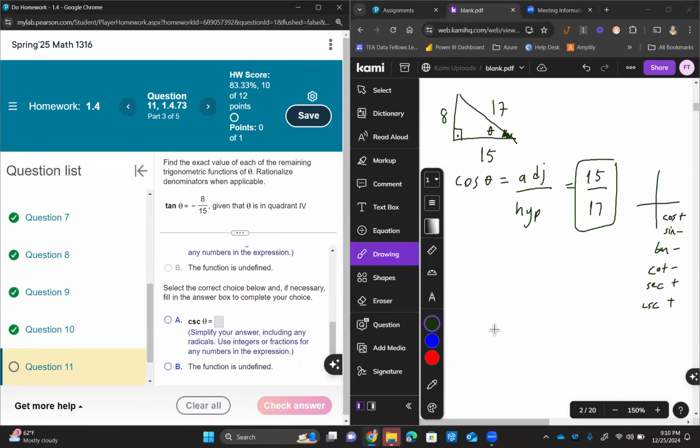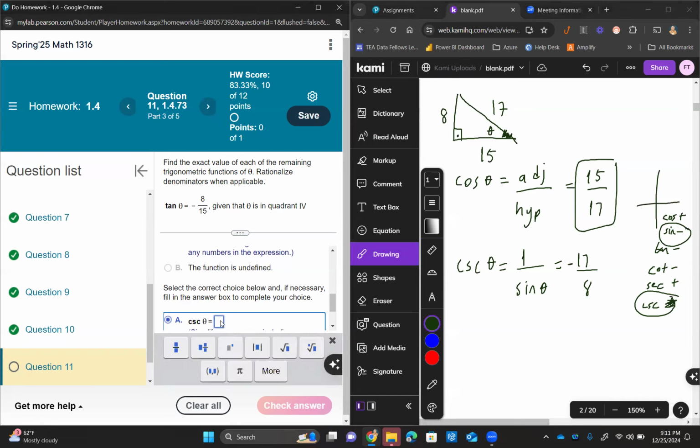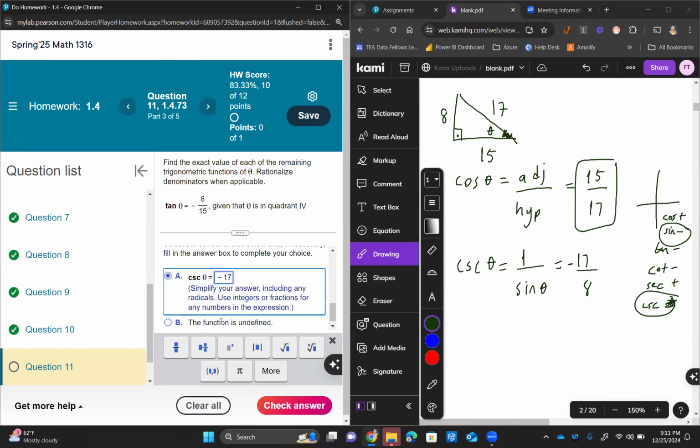Next thing I need is the cosecant of theta. We know that cosecant is always the reciprocal of sine, so I don't have to do the work. We already know that sine is negative 8 over 17, so cosecant will be 17 over 8. I just have to check the sign. It's positive because cosecant is the reciprocal of sine. So that means I made a mistake here. Since sine is negative, cosecant must be negative too. So this will be negative 17 over 8.